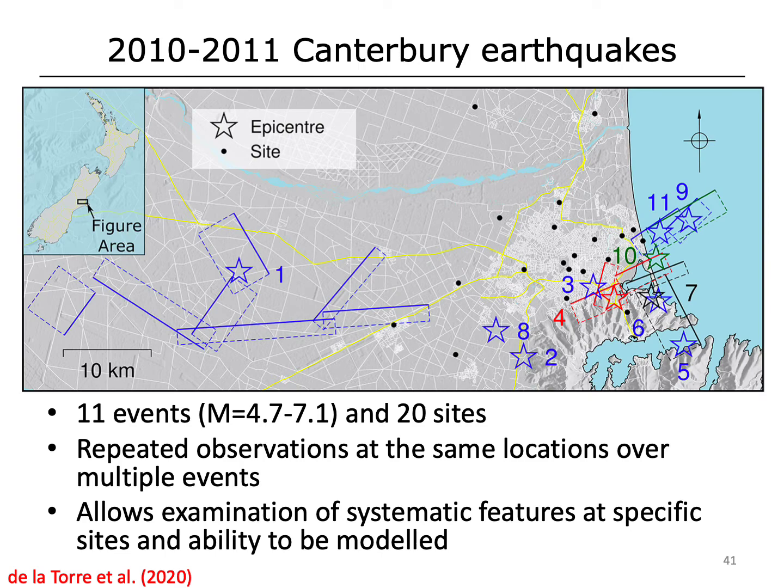So as one example of this, we performed a study using 11 events from the Canterbury earthquakes recorded at 20 different sites. And one of the most significant components of this particular case study was that we had repeated observations at the same 20 locations over these 11 different events. And that really allows us to understand the systematic features between event to event, and so whether we are actually improving our prediction using 1D site response analysis as opposed to just conventional VS30 based site amplifications.